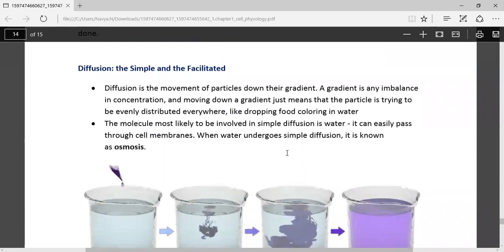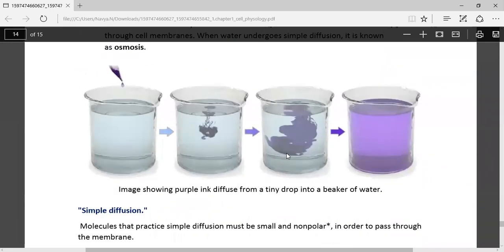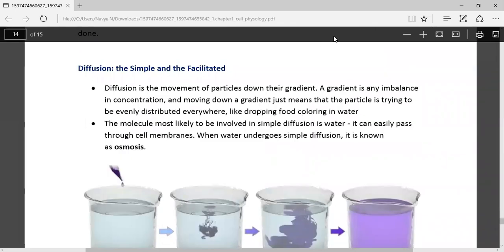The next concept is diffusion. Simple and facilitated diffusion, two different types we are going to learn now.